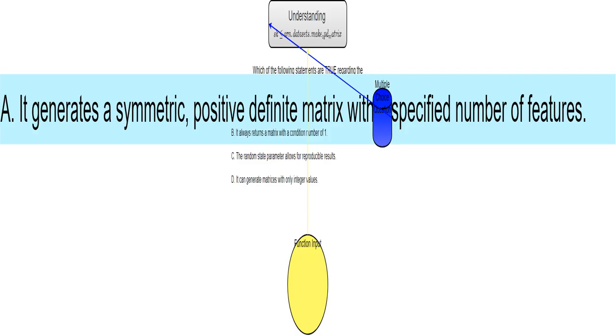This statement is directly related to the core function of make_spd_matrix. A symmetric matrix is identical to its transpose, and a positive definite matrix possesses only positive eigenvalues. The function allows you to specify the dimension of the matrix.